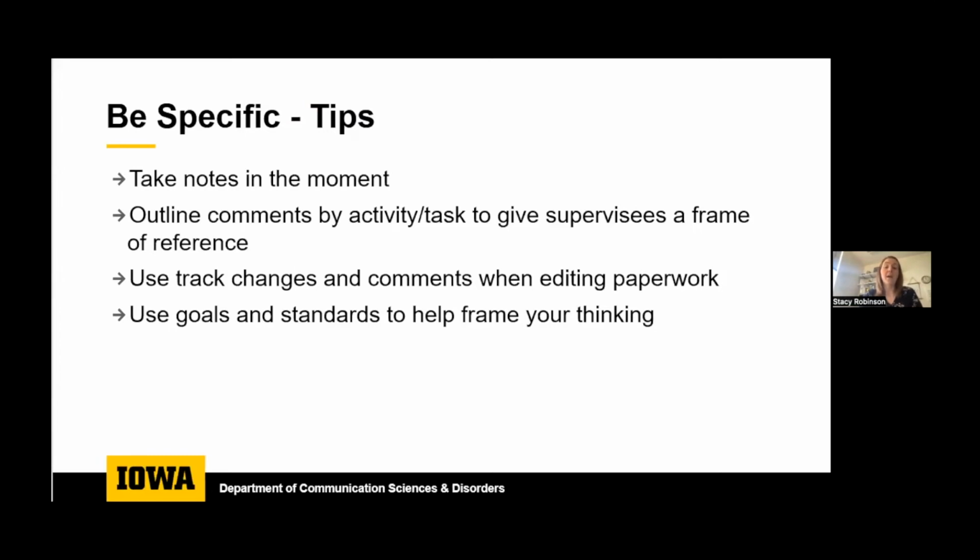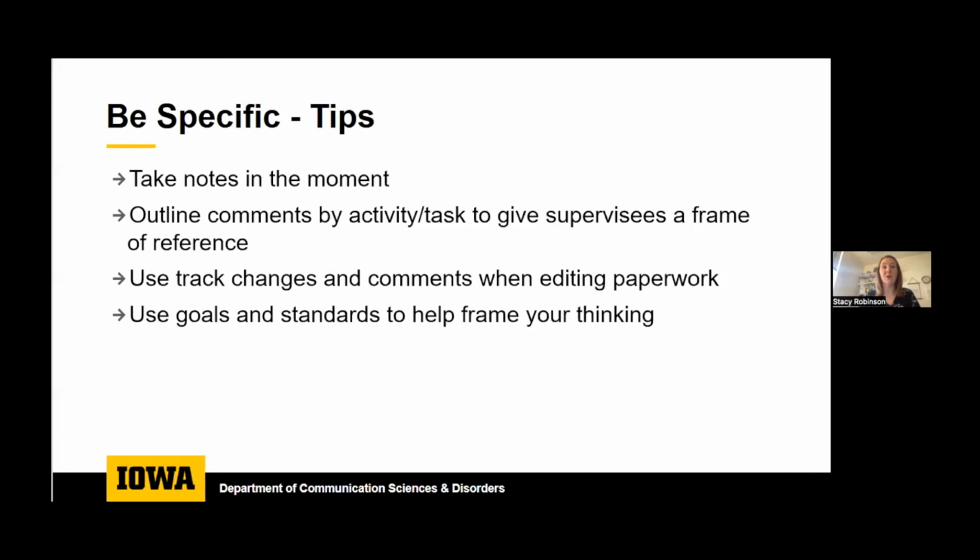For paperwork feedback, I find track changes and comments in Word to be very helpful. Track changes really allow you to show what specific things are being modified. If it's something that you find would be difficult to actually explain to the student how to change, sometimes it's easier to just model for them how to change it. And then comments really allow you to speak freely and give more feedback that way. And then this last point goes into our next point, that you can use goals and standards to help frame your thinking.